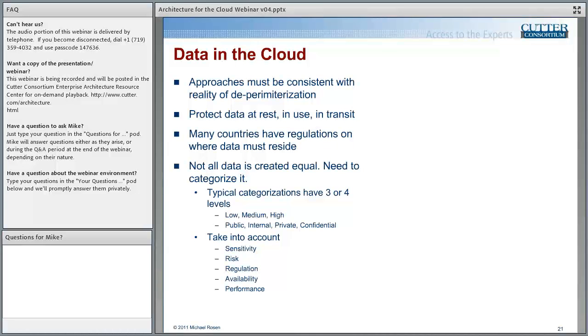There are some other complications. Many countries have specific regulations on where the data has to reside. It may have to reside in that country. And so this is going to be a consideration that we have to take into account.